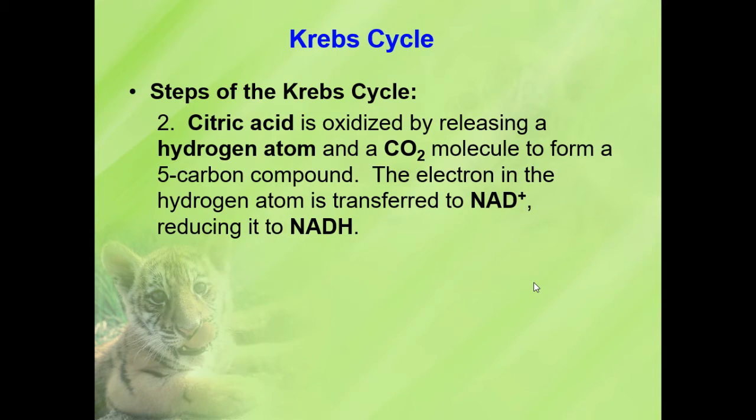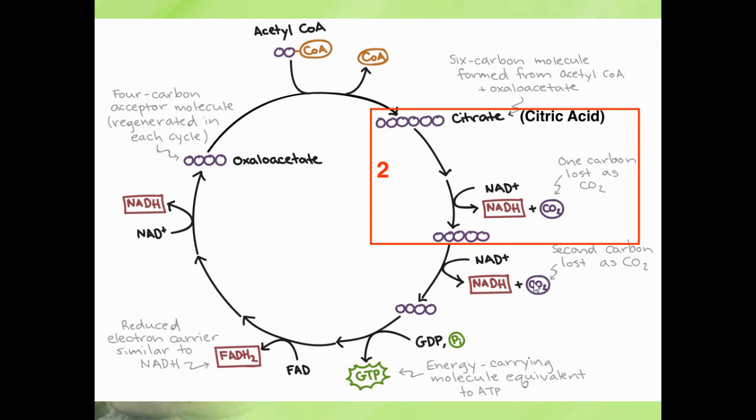Next step, we have the citric acid is going to be oxidized by releasing a hydrogen atom and a carbon dioxide molecule to form a 5-carbon compound. The electron in the hydrogen atom is transferred to NAD+, reducing it to NADH. That's this part right here.